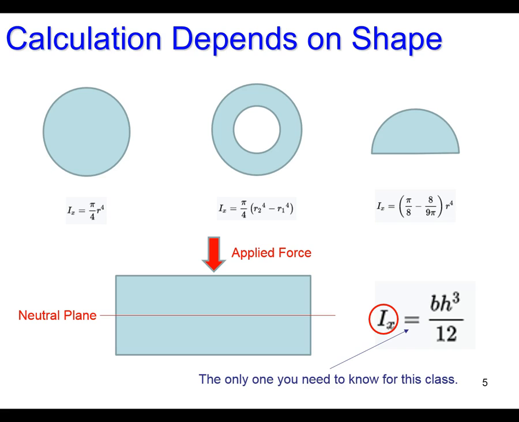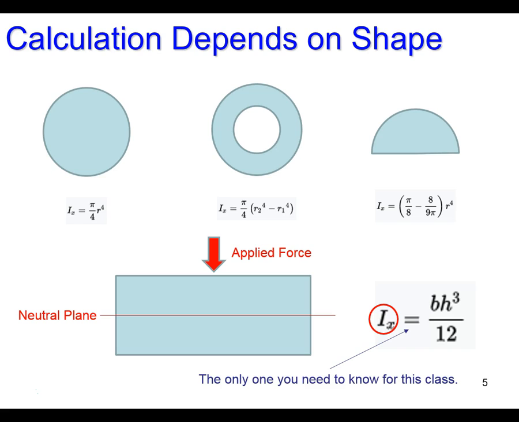If the force were applied from the side of the object instead, the neutral plane would be on the y-axis, and we would be solving for Iy instead. We could still solve for the area moment of inertia, but we would have to flip the substitutions for the base and the height. In other words, the base would become the height, and the height would become the base in the equation. Are you a little confused?